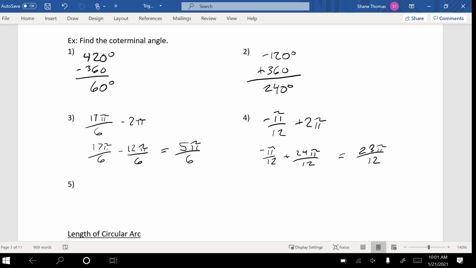After you add or subtract, make sure you stop and check yourself to make sure it's in that range: 0 to 360, 0 to 2 pi. We'll do one more here and you'll see what I'm talking about. So the angle is 750 degrees.